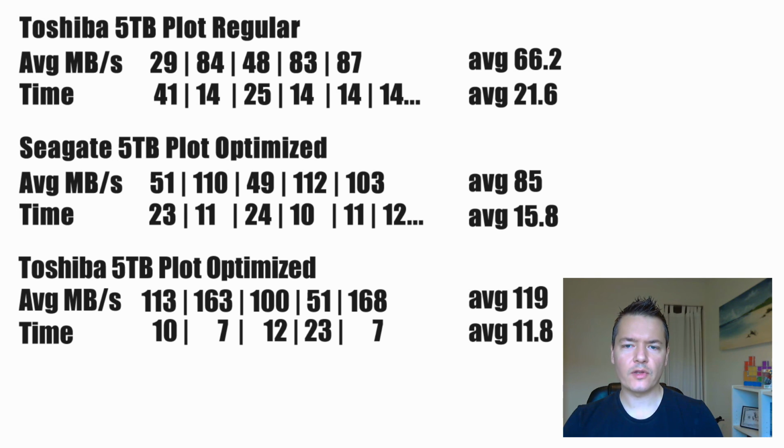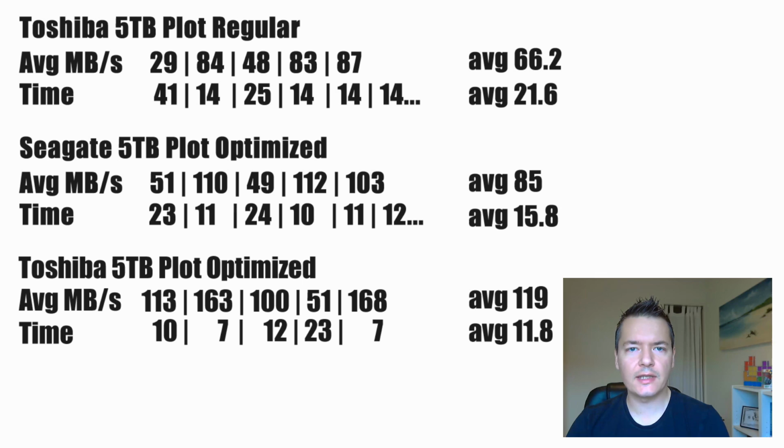So at the very top, we've got the original Toshiba 5TB USB3 external, and that had the regular plot on that drive. So that was getting an average read speed of 66.2 megabytes per second. And on average over those five blocks of testing, the total read time was 21.6 seconds. So that's kind of our baseline benchmark figure, the starting point that we work from.